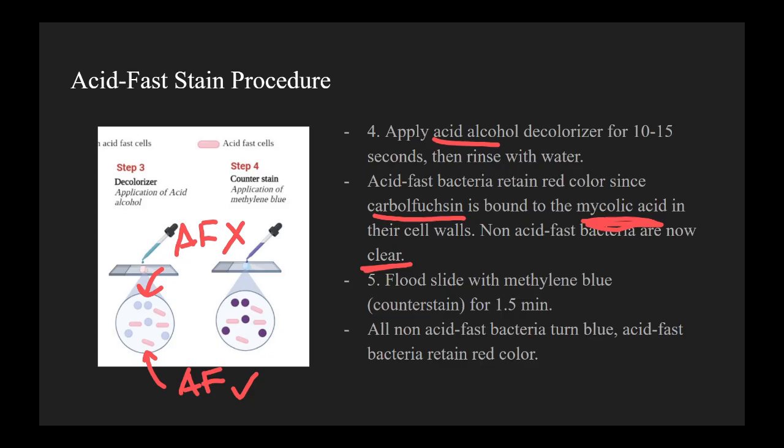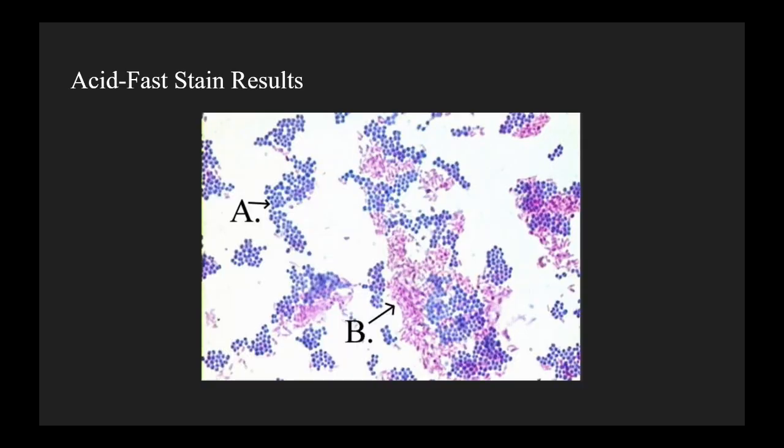Yep, and then we'll do the same final step. We'll flood the slide again with a counterstain. In this case, we'll use methylene blue, and this is just a blue dye. So all the cells that are clear, all the non-acid-fast bacteria, will now turn blue. Then the acid-fast bacteria retain their red color, similar to the mechanism we talked about in the Gram stain.